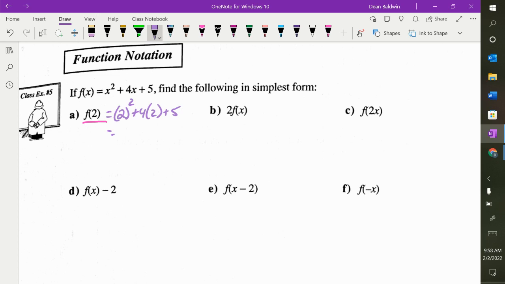And then you basically just simplify it. So what's 2 squared? 4. 4 times 2, 8, plus 5 gives you 17.